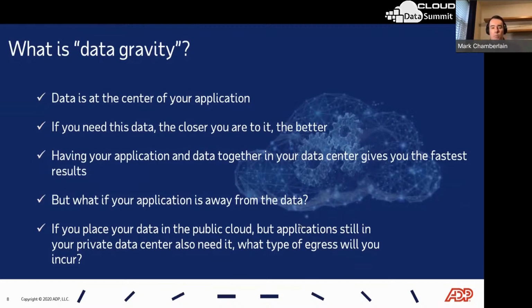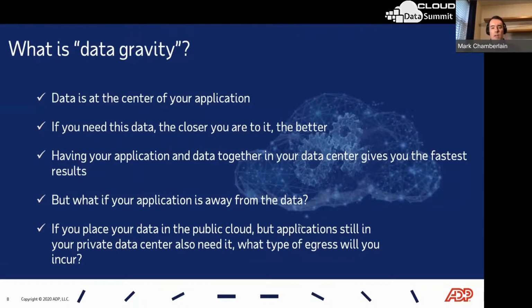That's good to know. But what happens as you move to the public cloud, you decide to decouple your application from the data and just move that application to the public cloud? What does that mean? You should start understanding where your private cloud is, where your data center sits, where your public cloud provider sits, and what's the latency between the two of those? What's the distance between the two of those?